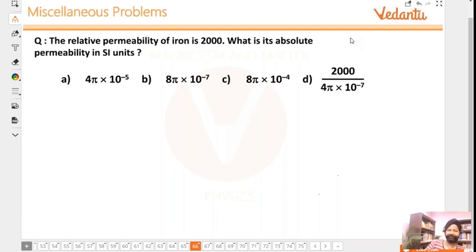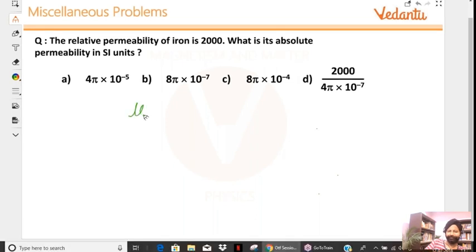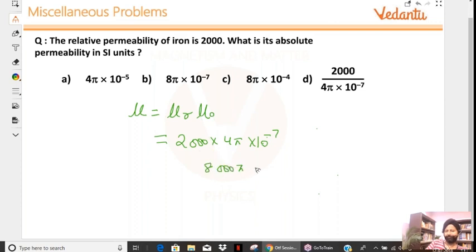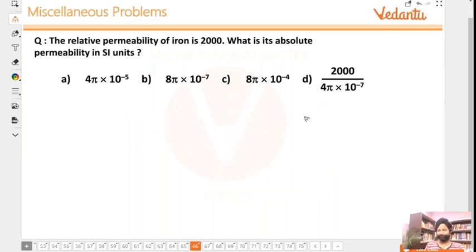Okay, so C is the right answer. So what is absolute permeability? Absolute permeability is relative permeability multiplied by the vacuum permeability, right? So 2000 multiplied by 4 pi times 10 to the power minus 7, right? So that gives you 8000 pi times 10 to the power minus 7, and that gives you 8 pi times 10 to the power minus 4, because those three zeros can compensate for those negative powers there. Okay, so the correct answer is C. Ashik, you were right. Anybody who did not understand, let me know. Otherwise, we are moving on.